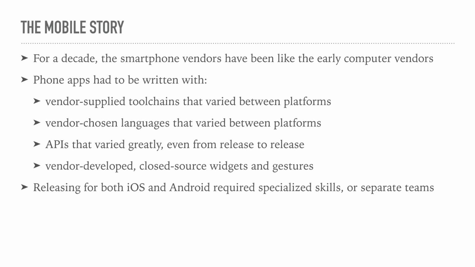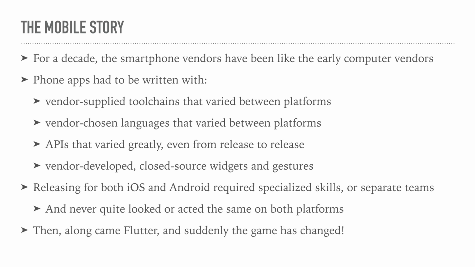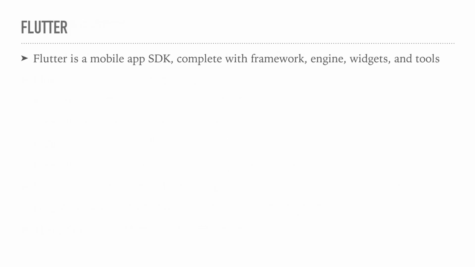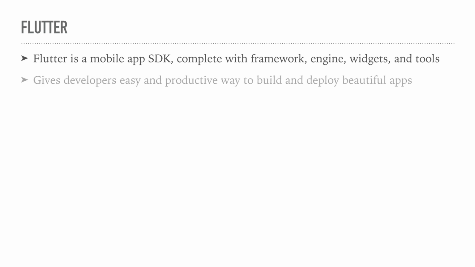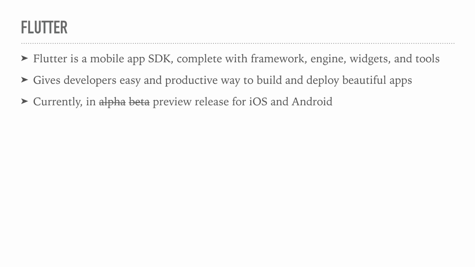So, traditionally, releasing for both iOS and Android required special skills or special teams, and never quite looked or acted the same on both platforms. But along comes Flutter and the game changes. So Flutter is a mobile app SDK, complete with a framework, with an engine, with widgets and tools. It gives mobile developers an easy and productive way to build and deploy beautiful apps. It's currently in a preview release, not quite final yet, but really close. They're not changing any more of the APIs, just fixing bugs.